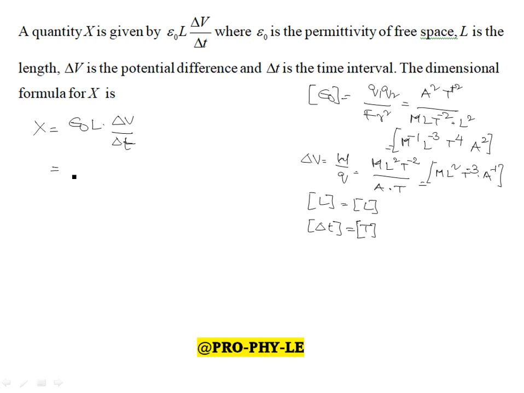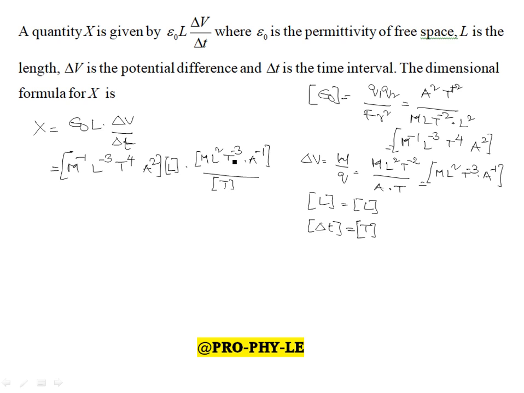Substitute all these dimensional formulae in this. For epsilon naught it is M power of minus 1 L power of minus 3 T power of 4 A square, into L is L, into delta V, that is M L square T power of minus 3 into ampere power of minus 1, by time, which will have dimensions of time.